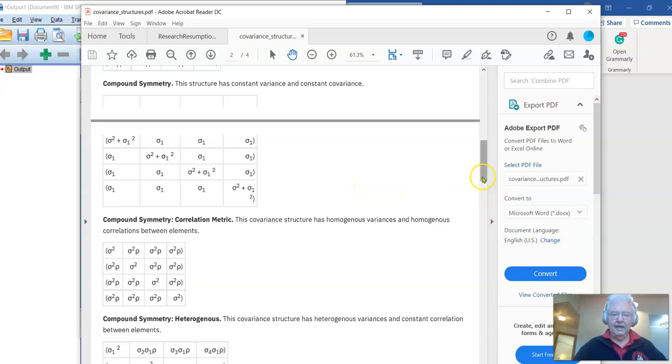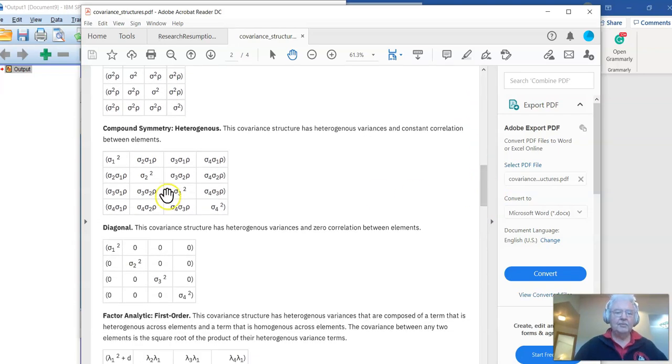We could look at compound symmetry heterogeneous, which says, okay, in fact, visit 1 has its own variance, visit 2 is a different variance, 3 and 4, but within those variances, the correlations are basically the same, but multiplied by the effect of the difference in variances between the two.